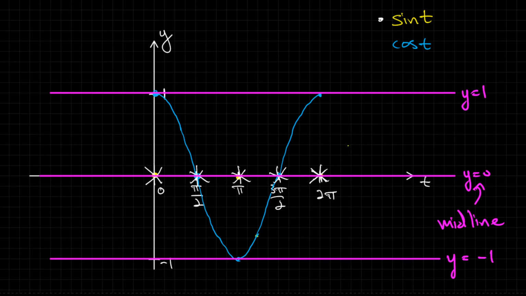And for sine of t, the behavior of that graph is it starts at 0, that is, it starts at the midline, then it goes up to the top line at the second of the 5 points, then it goes back down to the midline at the third of the 5 x-coordinates. Then at the next x-coordinate, it goes down to the bottom, and then back to the middle, and we can connect with a smooth curve.